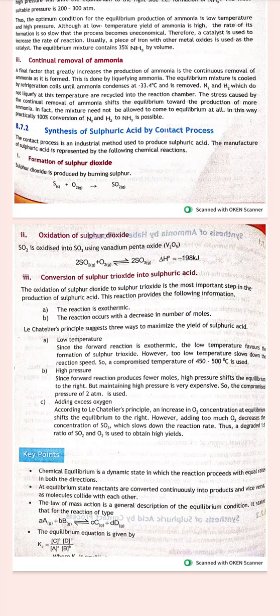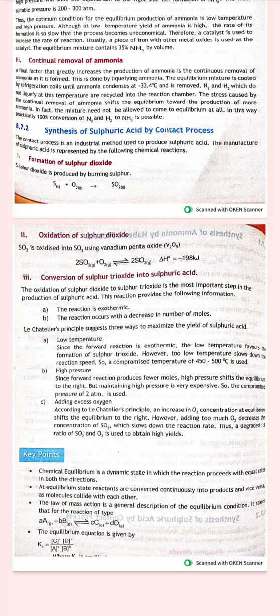The oxidation of sulfur dioxide to sulfur trioxide is the most important step in the production of sulfuric acid. The reaction is exothermic and occurs with a decreased number of moles. So Le Chatelier's principle suggests 3 ways to produce sulfuric acid. Low temperature: since the forward reaction is exothermic, low temperature favors it. So a compromise temperature is used, that is 450 to 500 degrees. High pressure: since the forward reaction produces fewer moles, high pressure is favored. So a compromise pressure is used, that is 2 atm.